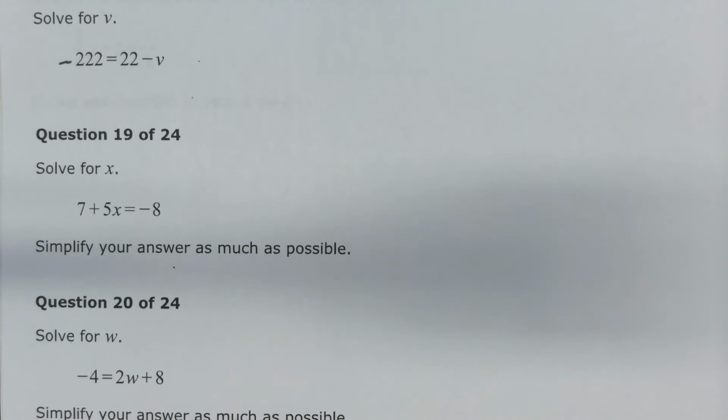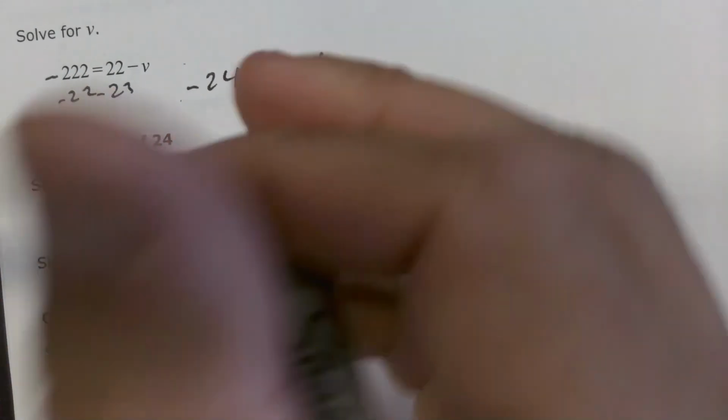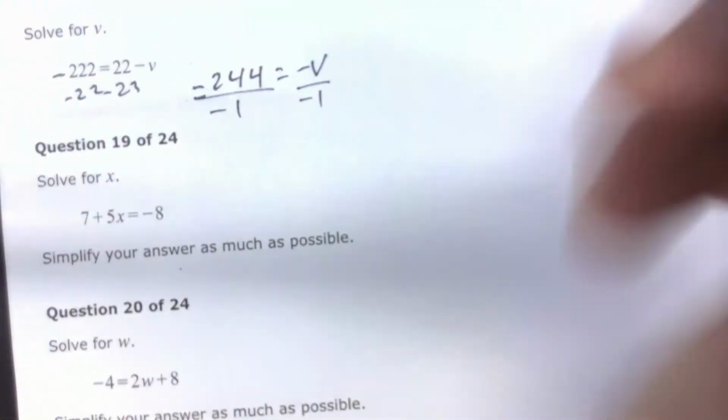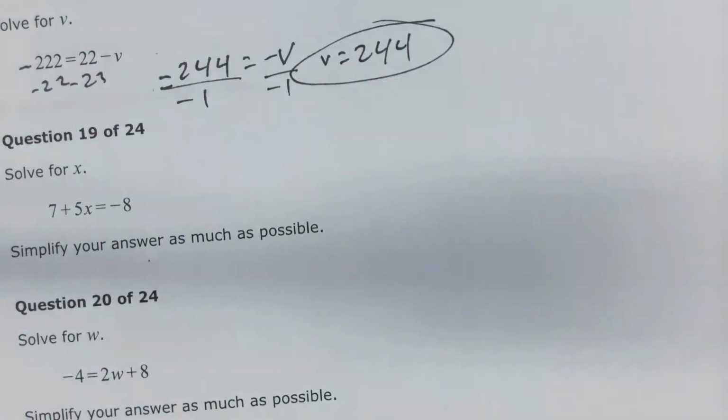Okay. Carter, how do I do it? So we subtract 22 from both sides, we get negative 244 equals negative v. Now what, Carter? So we divide by negative 1, so v equals a positive 244. See that, Jackson? Good. All right, what about this one?